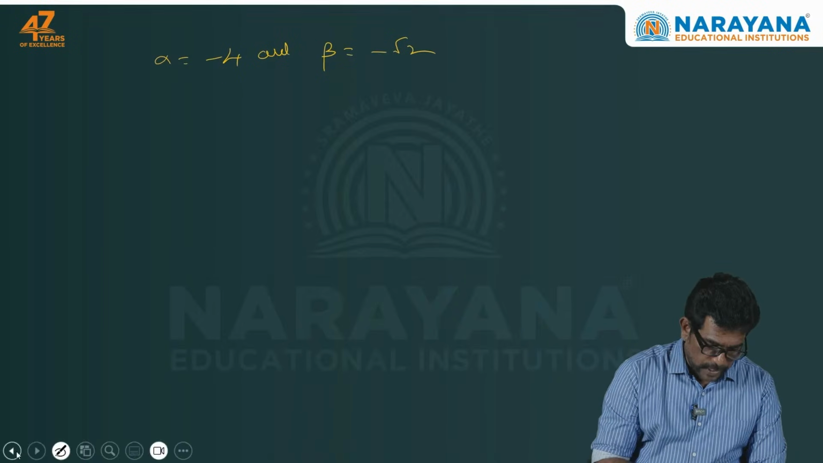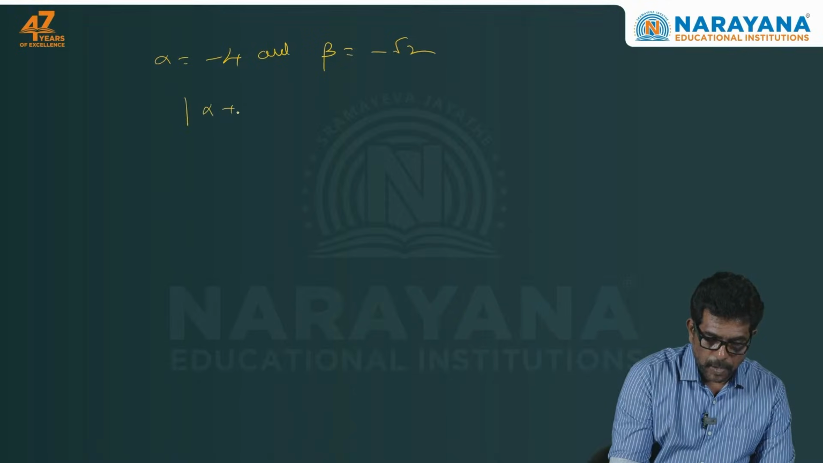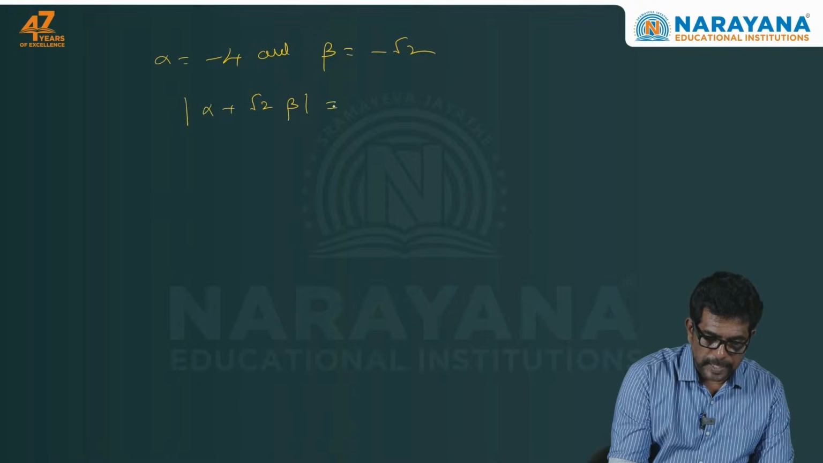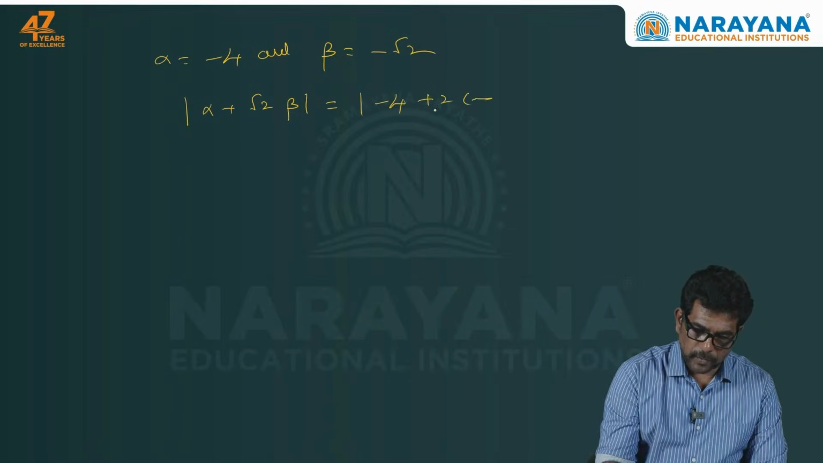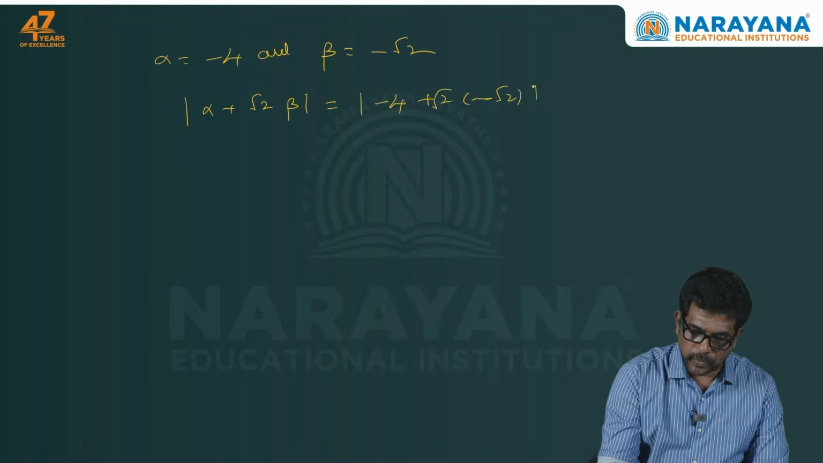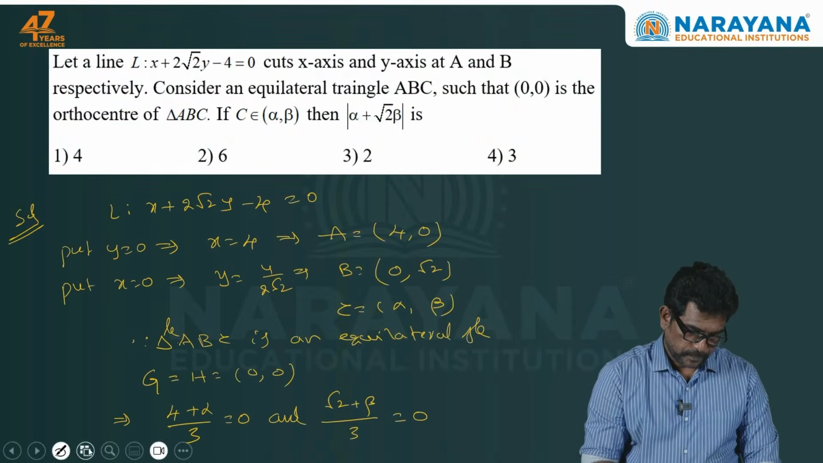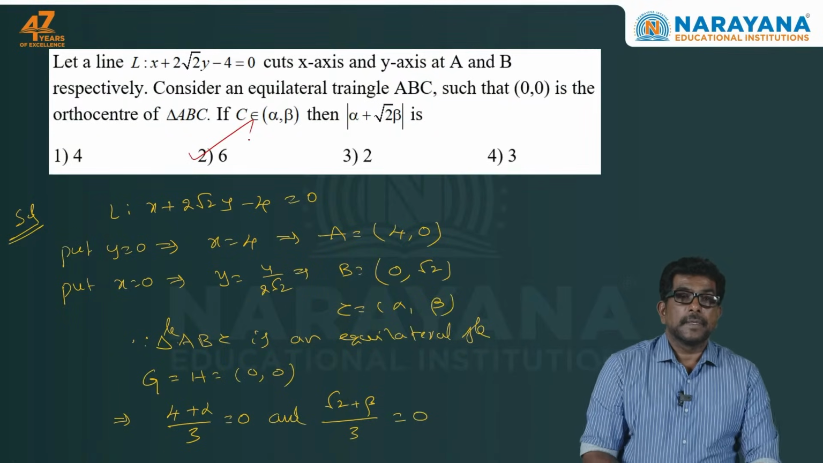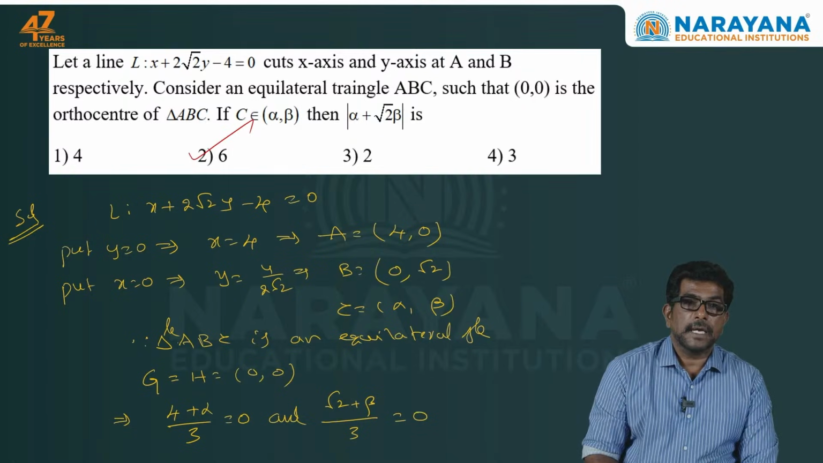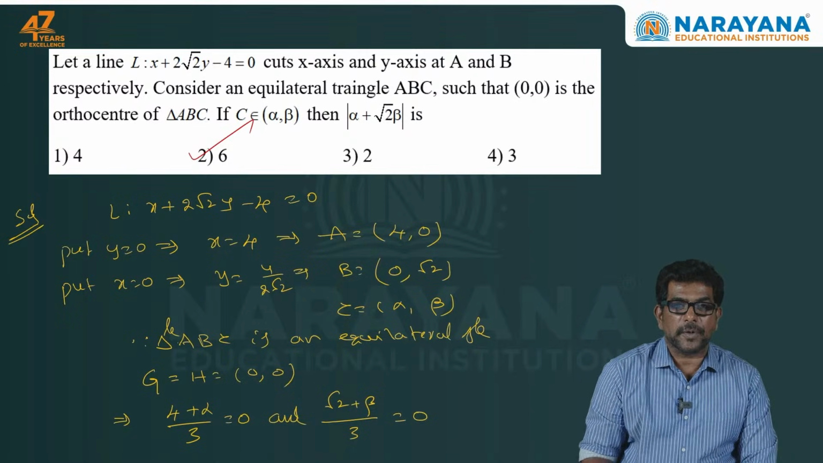Now they asked for mod of alpha plus root 2 beta. Mod of alpha plus root 2 times beta is equal to mod of minus 4 plus 2 times root 2 times minus root 2, which is equal to 6. 6 is the answer for this. The problem is related to straight lines and the intercept form of the straight line, and the equilateral triangle concept and its properties are involved, but the problem is moderate.